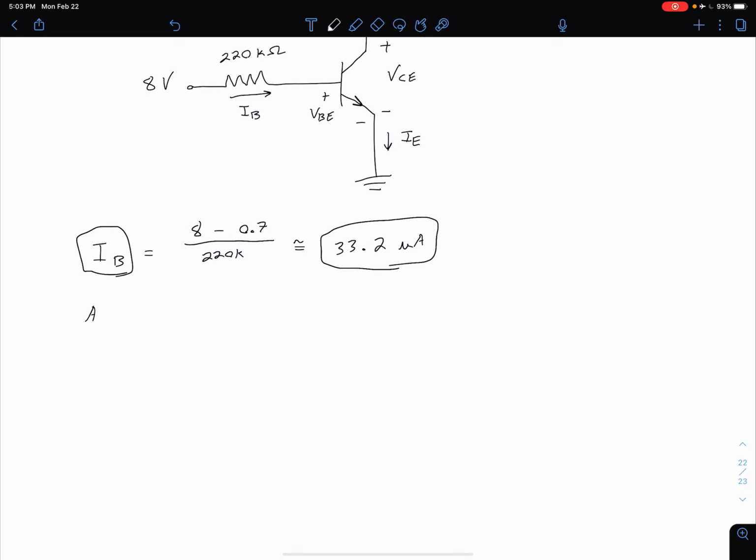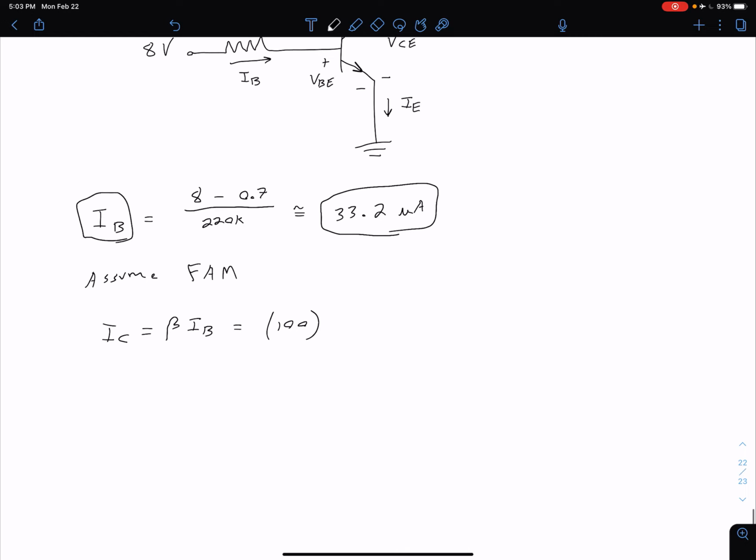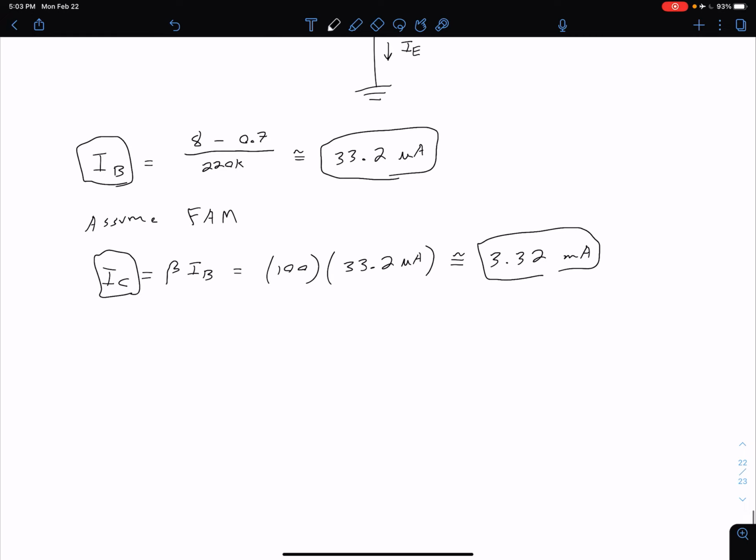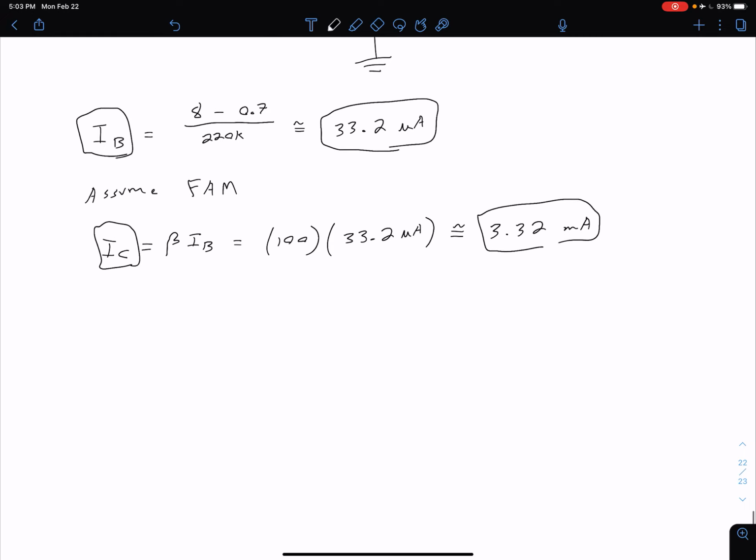So again, we had assumed forward active, so let me write that explicitly. Assuming forward active mode, we know that our IC is equal to beta IB. Our beta in this case is 100, so that's another slight change from our previous example. And we have that this IB was 33.2 microamps. And so that gives us a collector current of approximately 3.32 milliamps.